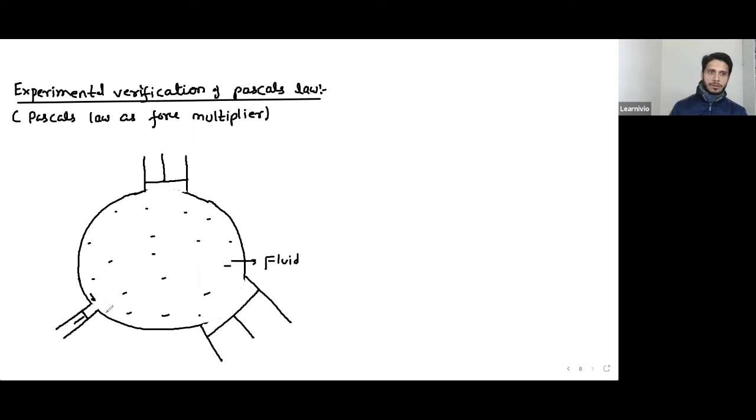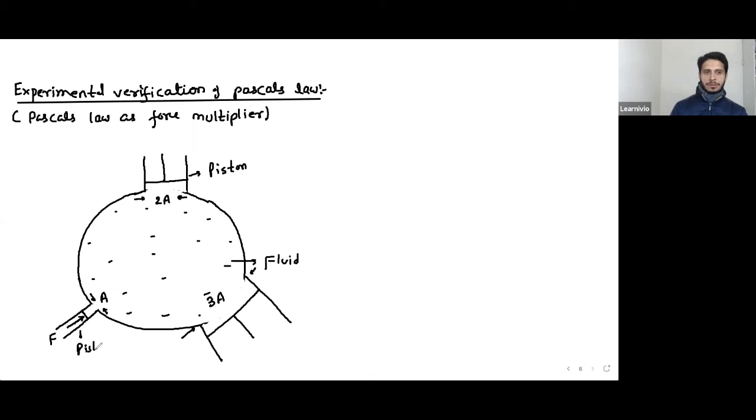For here, the area of cross section is A. For this region, the area of cross section is 2A. For this region, the area of cross section is 3A. So all pistons have different areas of cross section. So these are pistons. So I'm pushing this piston inside with a force F.